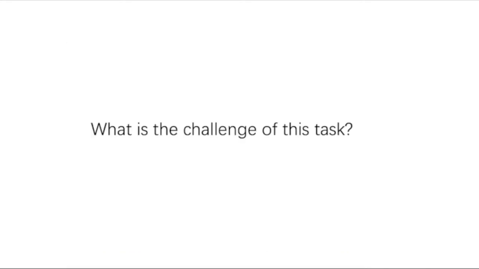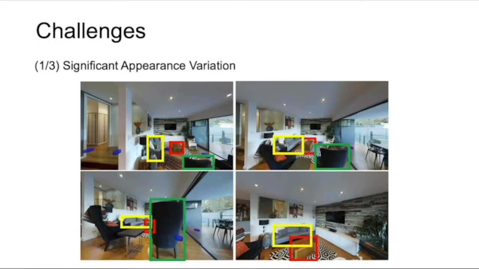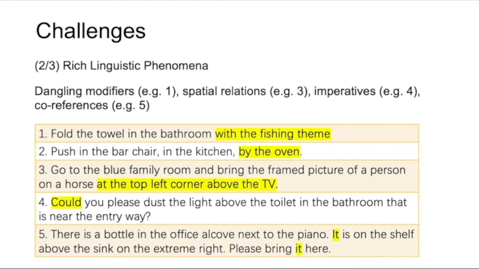Then, what's the challenge of this task? First, the appearance changes greatly even for the same object, in terms of shape, scale, or aspect ratio, caused by different camera views. Second, the instructions involve various linguistic phenomena, such as dangling modifiers, spatial relations, and imperatives.